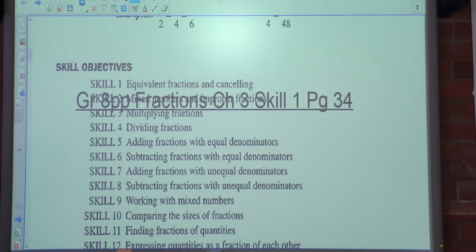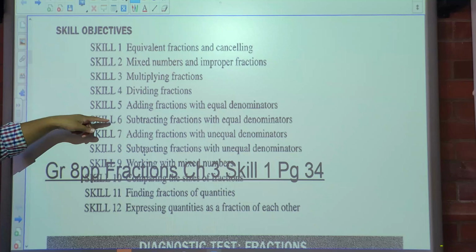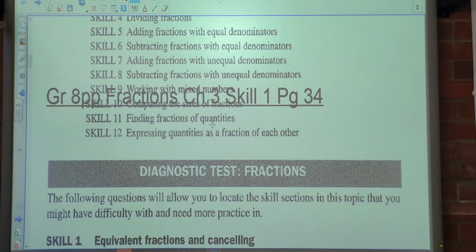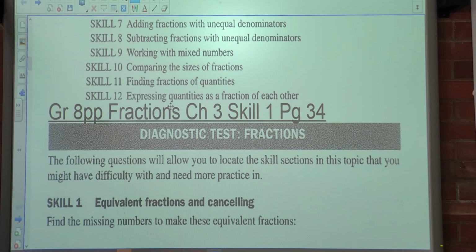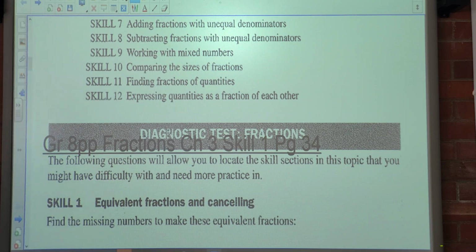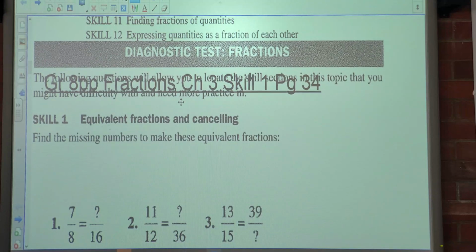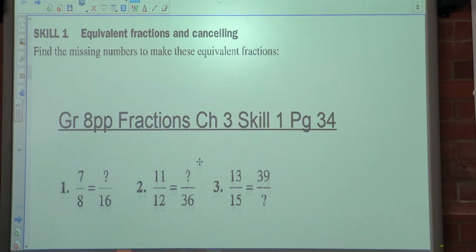Okay, in this chapter we'll cover equivalent fractions and cancelling, mixed numbers and improper fractions, multiplying fractions, dividing fractions, adding fractions and subtracting fractions with equal denominators. 7 and 8 is adding fractions and subtracting fractions with unequal denominators. Number 9, working with mixed numbers, comparing size of fractions, finding fractional quantities, and expressing quantities as a fraction of each other. At this point, you guys have completed skill 1, 2, and 3. Okay, so let's go with it.